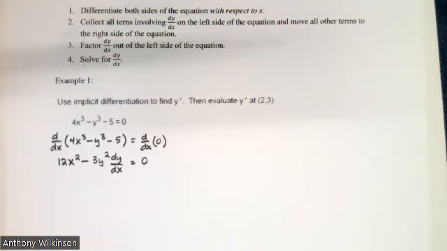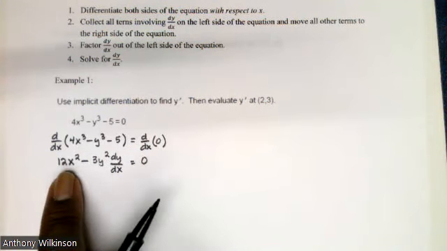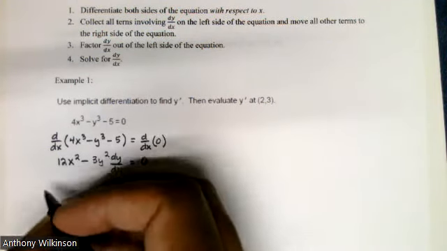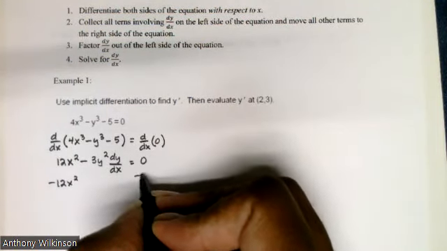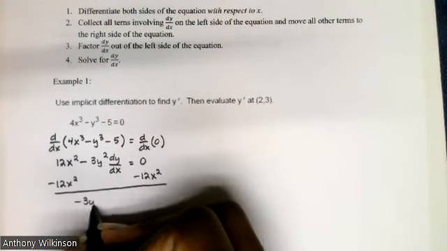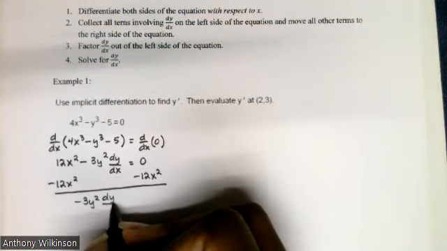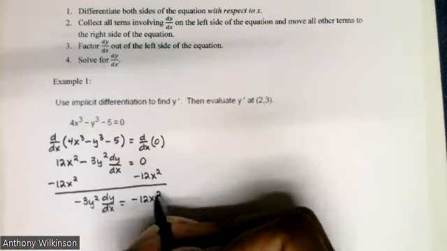Now here you want to collect all the terms involving dy dx on the left side of the equation and move all the other terms to the right side of the equation. Now I only have a dy dx right here. I need to move the 12x squared over to where that 0 is, and I'm going to do that by subtracting 12x squared on both sides. So when I do that, I have negative 3y squared dy dx equaling negative 12x squared.